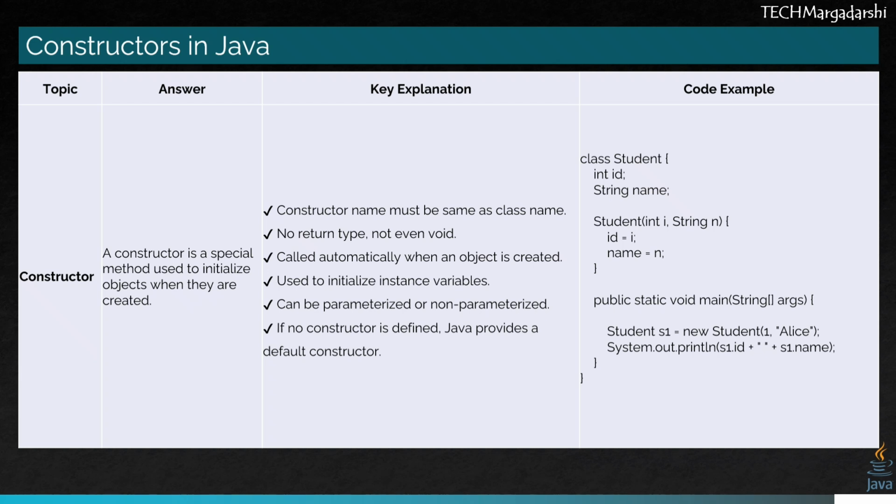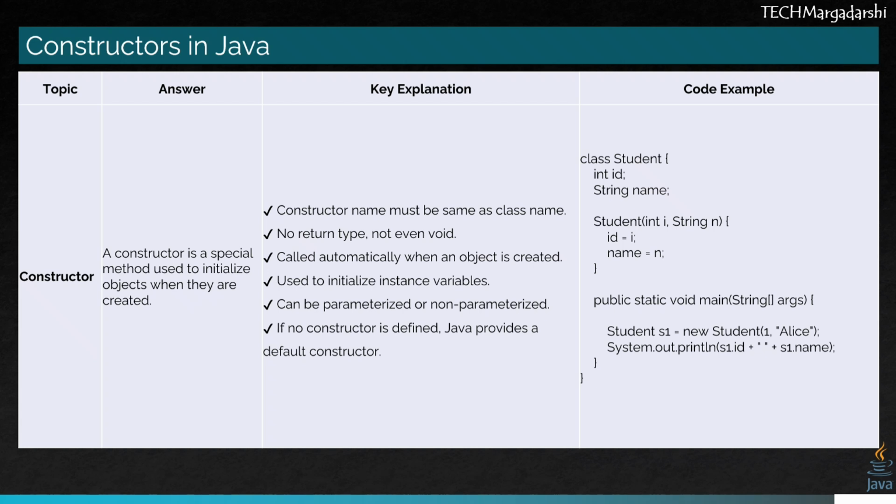In Java, a constructor always has the same name as the class, and it does not have any return type, not even void. Constructors help ensure that an object starts its life in a valid and meaningful state. Constructors can be parameterized, where we pass values while creating the object, or non parameterized, where no values are passed.